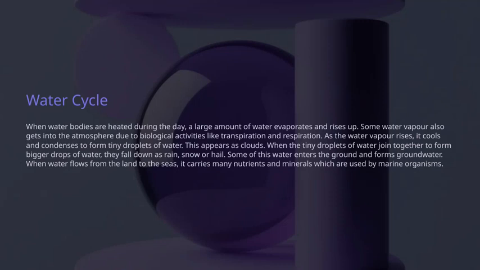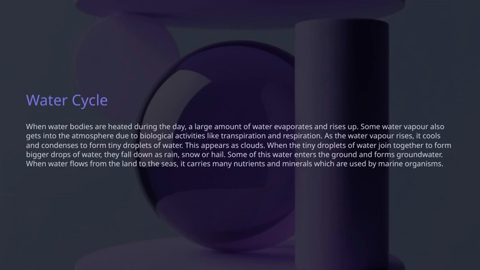Let's talk about the water cycle. When water bodies like lakes, rivers, or oceans get heated during the day, a significant amount of water turns into vapor and rises into the air. This process is called evaporation. But it's not just the water from these bodies. Biological activities such as transpiration from plants and respiration also release water vapor into the atmosphere. As this water vapor rises, it cools down and condenses into tiny droplets, forming clouds.